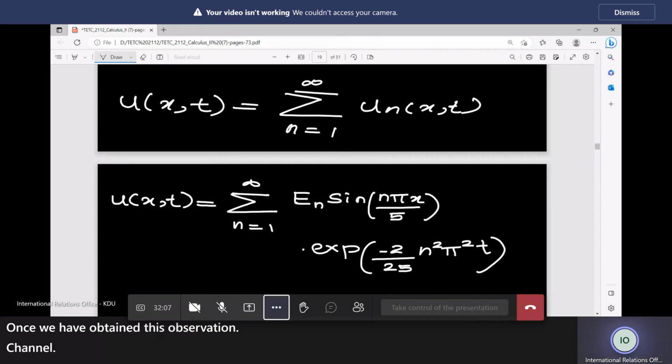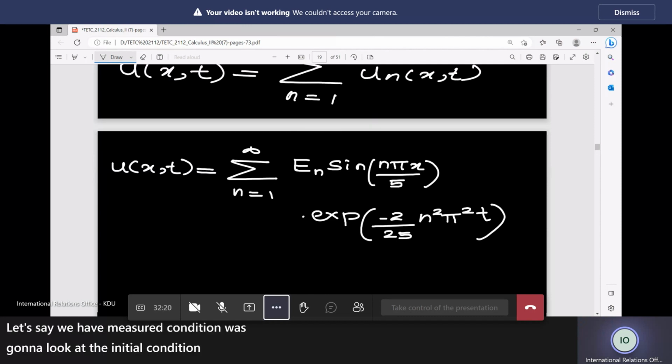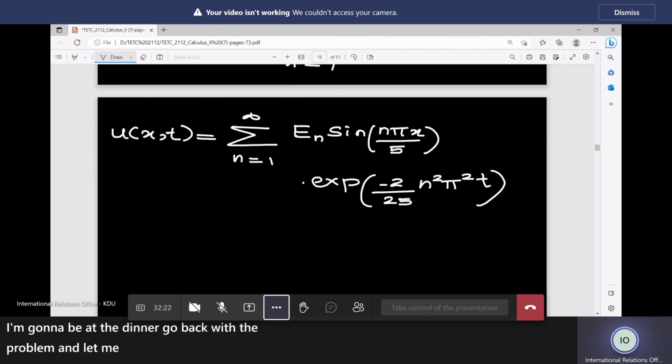ගානේ දීලා තියෙන boundary conditions use කරා, but initial condition use කරාද? නෑ. මෙතෙන්ට ආවට පස්සේ තමයි අපි initial condition එක use කරන්නේ. මොකද්ද initial condition එක ගානේ දීලා තියෙන? Go back with the problem and let me tell me.